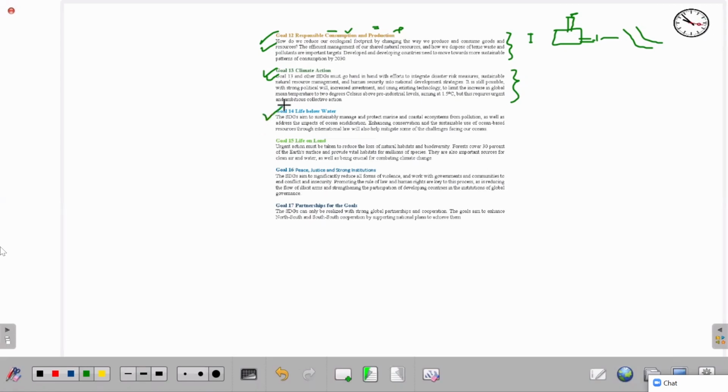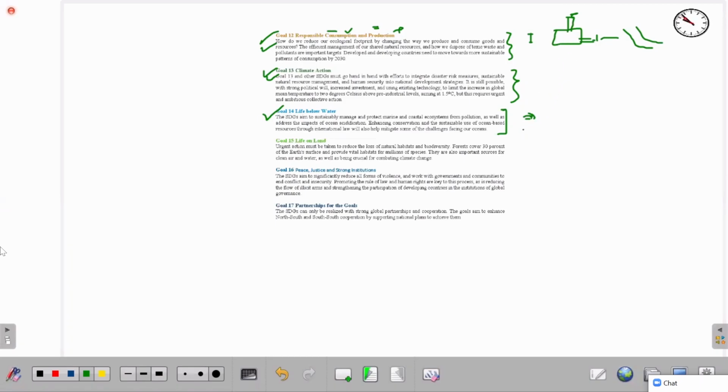Number 14 is life below water. The life below water is a huge habitat, okay? So huge habitat, and maybe if we don't care about the life below water, suppose if we waste, I mean, the countries are discharging huge number of waste in the sea, and we don't care about the life below water. So they are in danger.